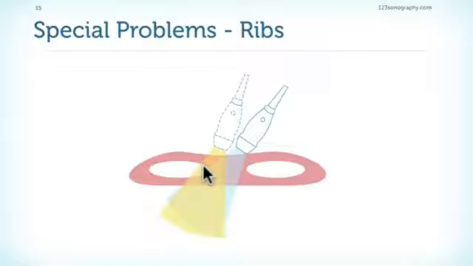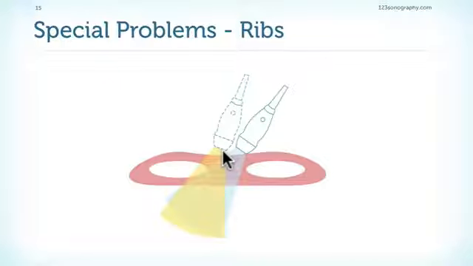So this schematic shows you what the problems are if we want to image a structure which is behind the ribs. We obviously can't image right through the ribs, so we have to use intercostal spaces. But if these spaces are very narrow, you will have artifacts here at the side of the ultrasound beam which do not give you a view to the image.